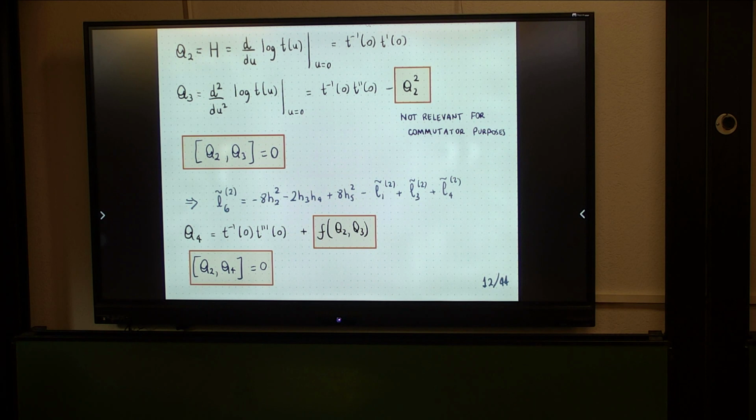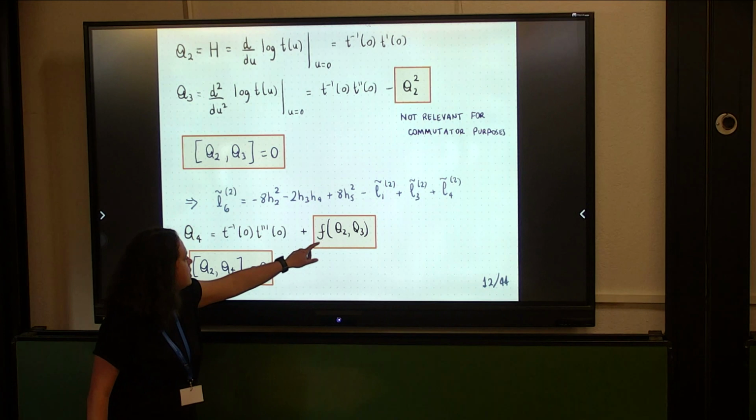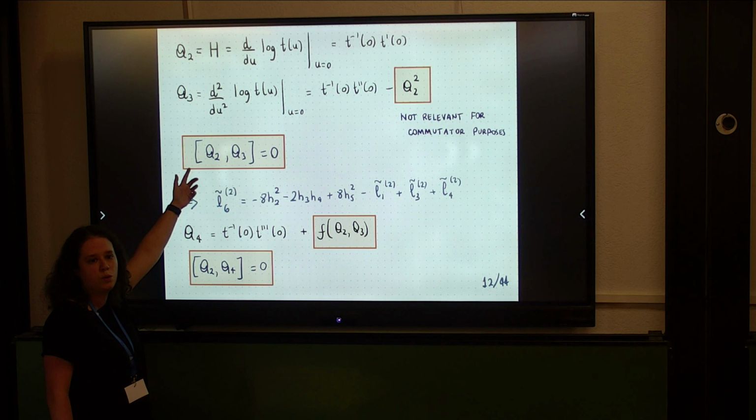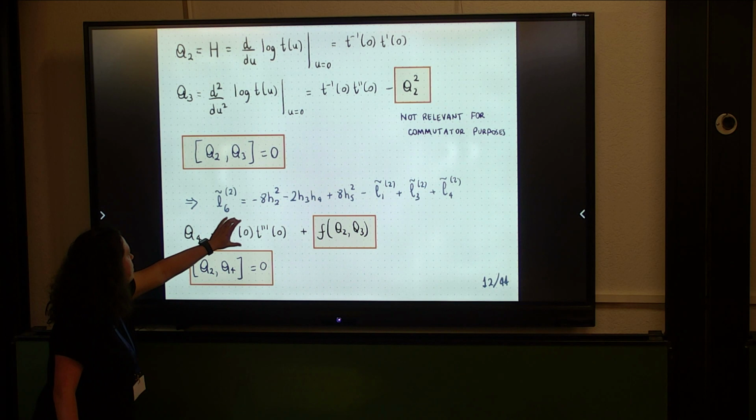So we compute Q4. Again, we have this first term, which now has three derivatives here. But the rest depends on Q3. We solved it to have the commutator of Q2 with Q3 equal to zero, and Q2 still commutes with Q2. So we can ignore this again, and only solve basically this part.